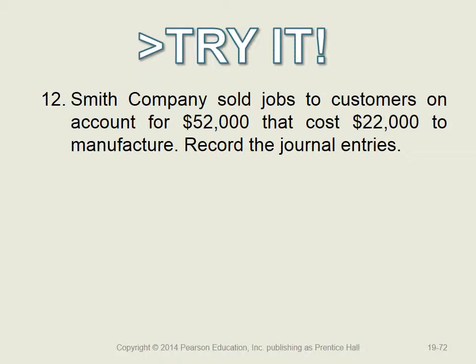So there's going to be two journal entries here, one reflecting the internal costs and one reflecting the revenue received. So we're going to have a $52,000 debit to accounts receivable and a credit of $52,000 to sales revenues. And then we're going to have a debit of $22,000 to cost of goods sold and a credit of $22,000.